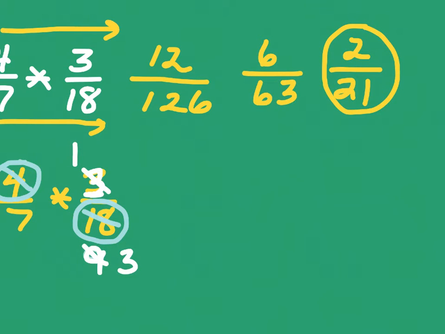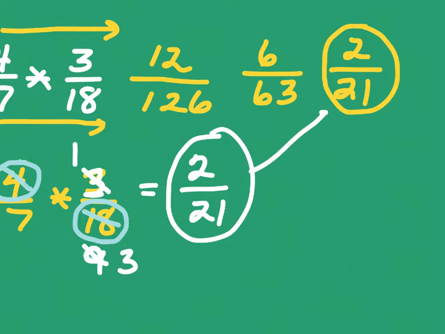Now I've got 2 and 1 in the numerator, 7 and 3 in the denominator, no more common factors. Multiply across, 2 times 1 is 2, 7 times 3 is 21. So I get the same answer either way. Again, I like this second way better because I recognize my common factors with those smaller numbers a little easier than when the numbers are bigger, but you can do it either way.